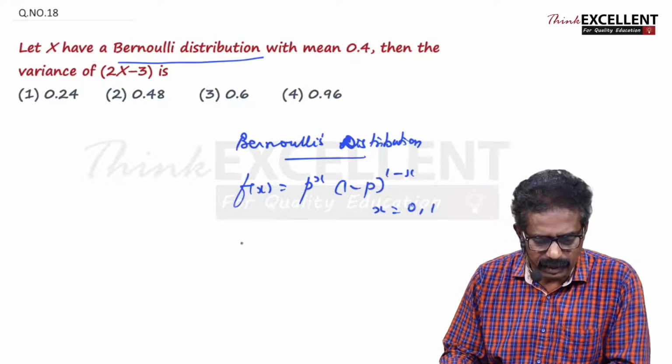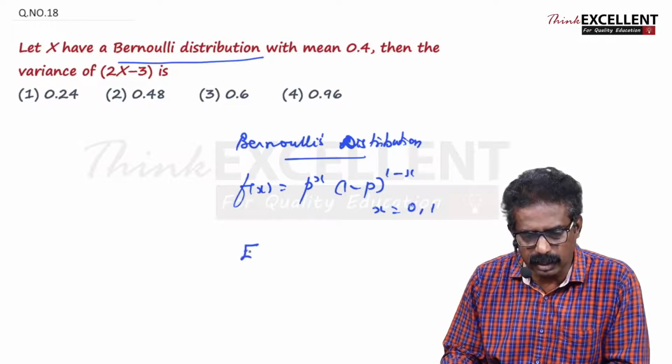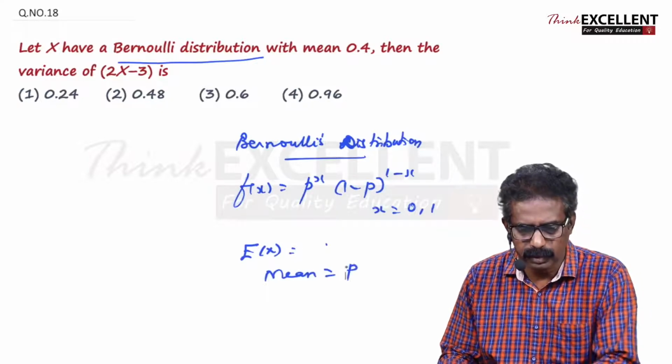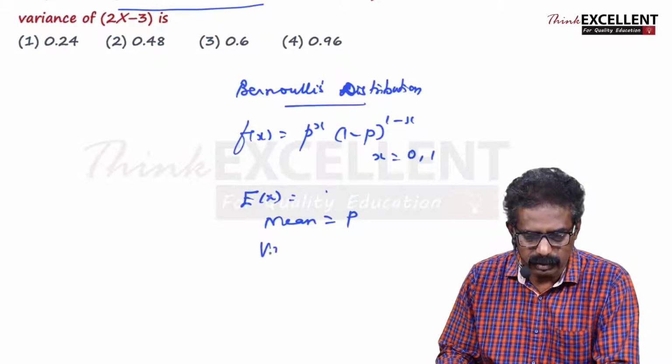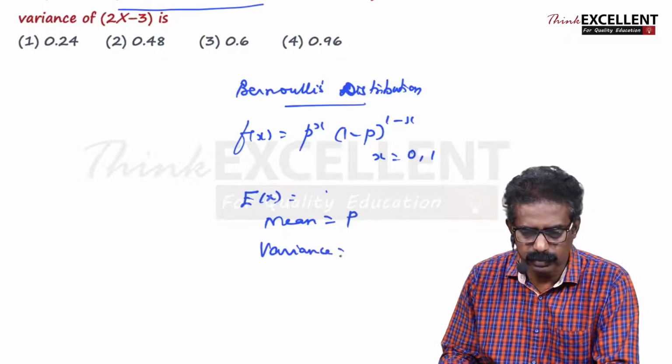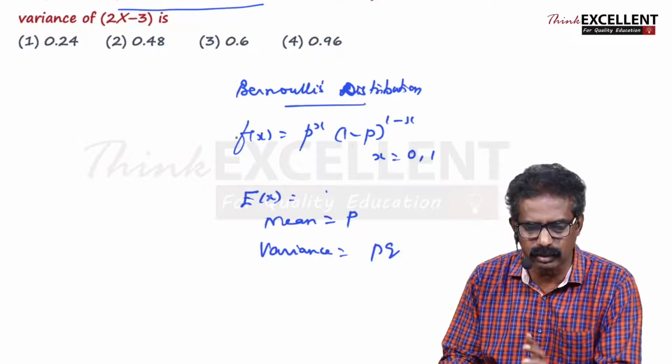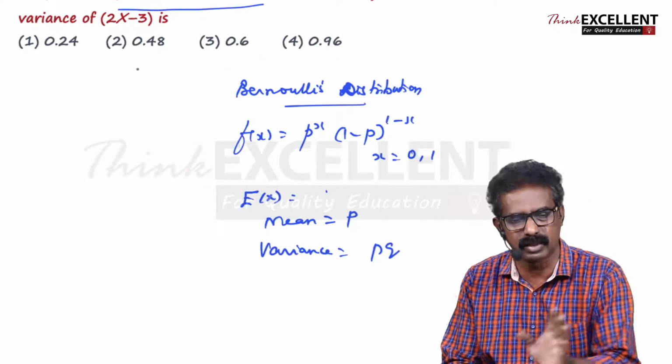Here the mean, or you can say E(x), equals p. n is 1 only, so variance equals npq, with n as 1, so it is pq. So that alone you remember here. n value 1, just one trial, okay?